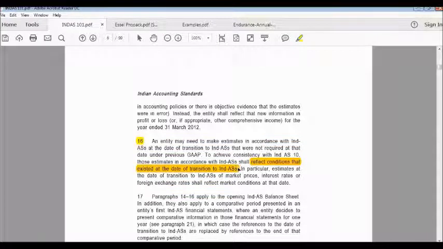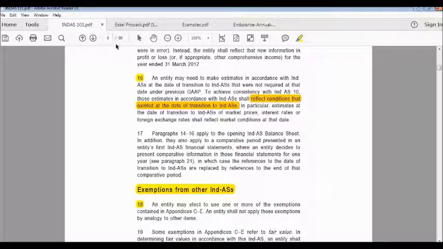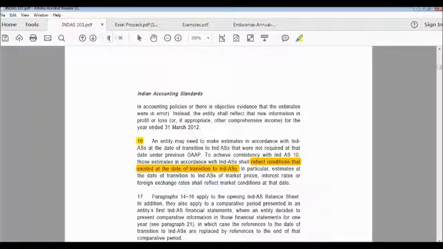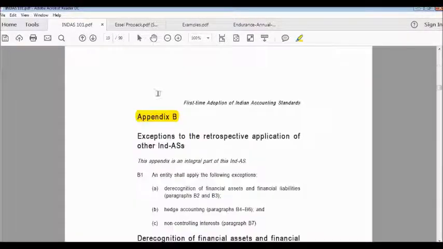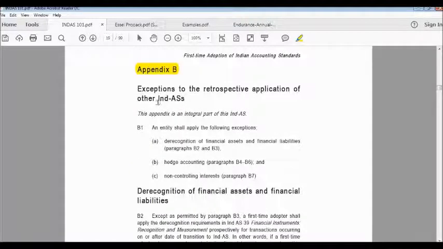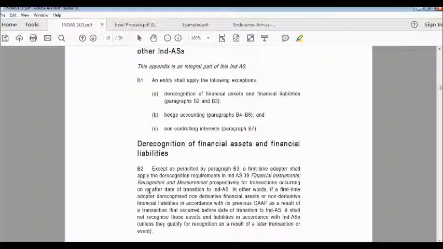Whatever conditions there are as on 1st April 2016 should be reflected while making the estimate in cases where you were not earlier required to make any estimate as per the previous GAAP. There is also Appendix B on page number 19, which is about exceptions to the retrospective application of other Ind ASs. There are three categories in this appendix, like derecognition of financial assets and financial liabilities, paragraphs B2 and B3. You can check out the others.